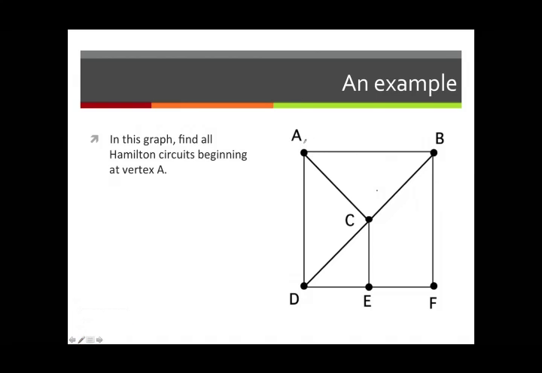So let me just draw that. I said we start at A, we go to B, we then go to F, then to E, then to C, then to D, and then back to A. That is our Hamilton circuit.